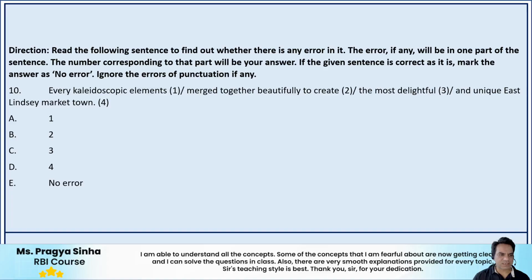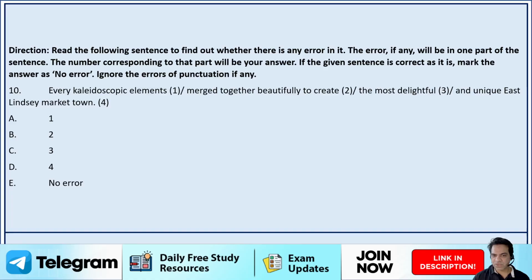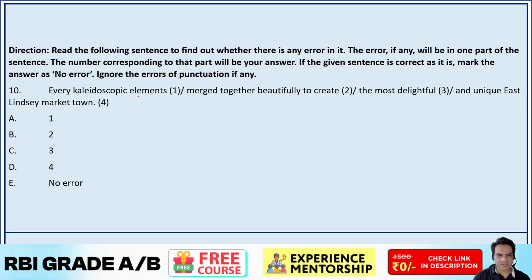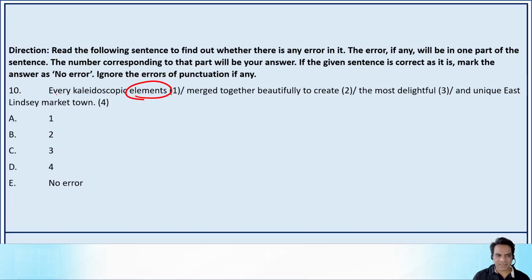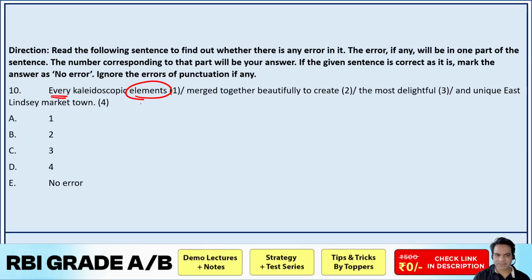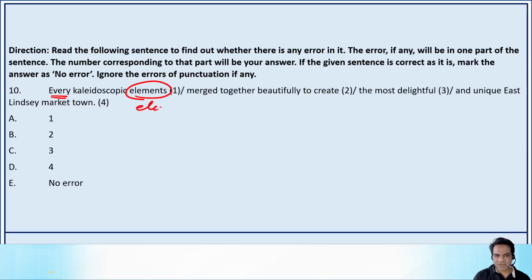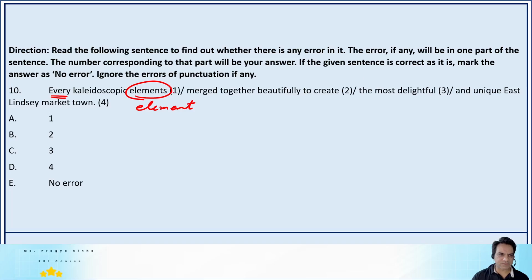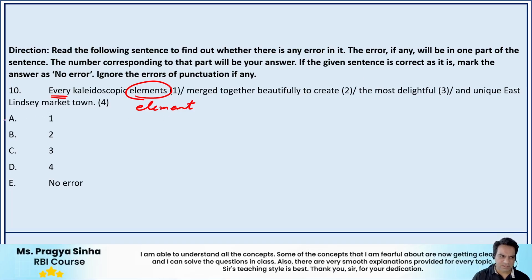Next question, guys. Every kaleidoscopic elements merge together beautifully to create the most delightful and unique East Lindsay market town. This is very simple, guys. Easily recognizable. See, guys, every is a singular word. It cannot take a plural noun with it like this. So it should be every kaleidoscopic element merges together beautifully to create the most delightful and unique East Lindsay market town. It should be element, not elements. So option A is your correct answer.